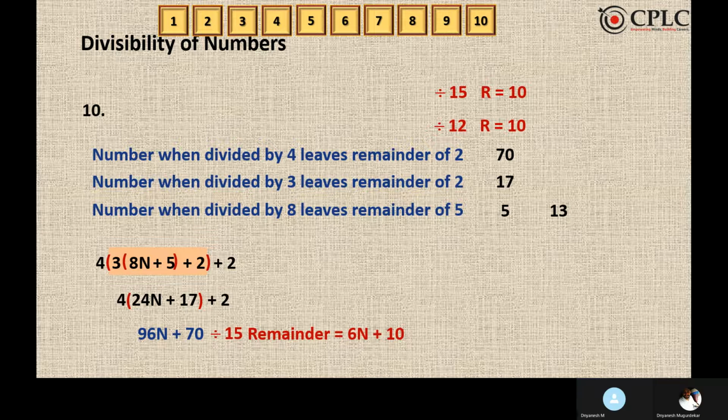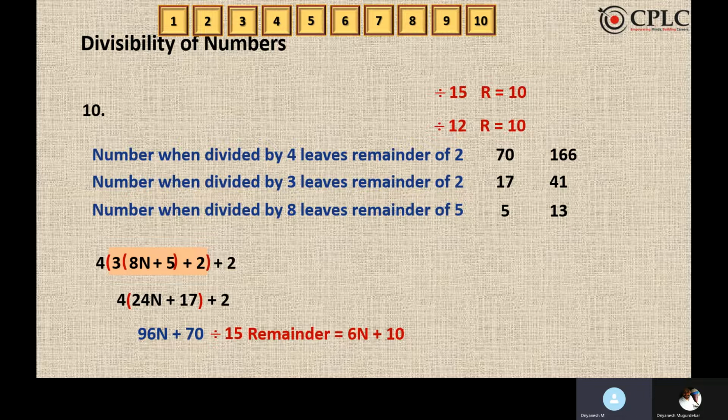So 13 divided by 8 will give you a remainder of 5. Then before that, we divided by 3 and got the remainder of 2. So to get the number, we'll have to do the reverse: 13 times 3 plus 2, 39 plus 2, 41. Before that, we divided by 4 and got the remainder of 2. So again in reverse, multiply 41 into 4 plus 2, 164 plus 2, 166. So instead of 70, the other number that we can have is 166.